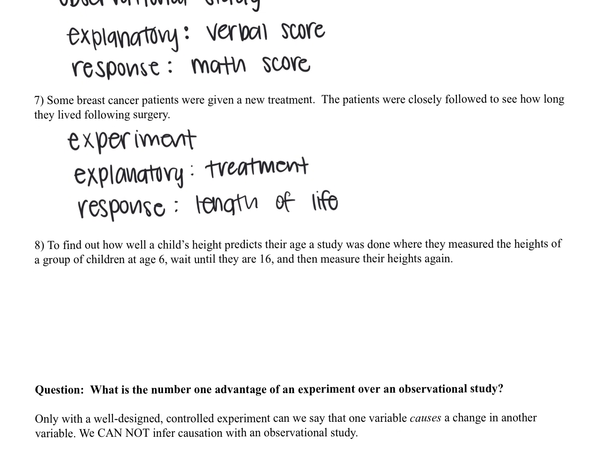And then last one, to find out how well a child's height predicts their age, a study was done where they measured the heights of a group of children at age 6, waited until they were 16, and then measured their heights again. So this is an observational study. It was conducted over a long period of time, which is very common in observational studies, where you're going to look at data over a long time to see how it changed.